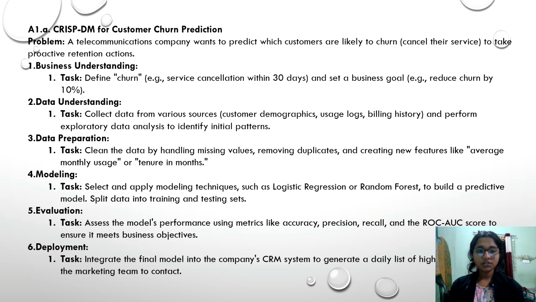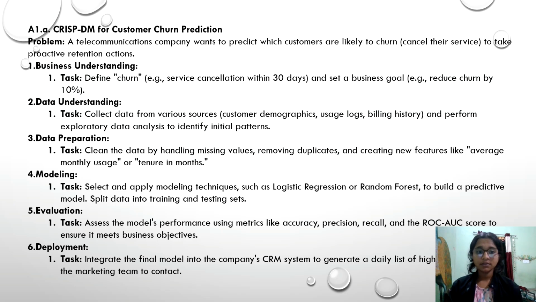A telecommunication company wants to predict which customers are likely to cancel their service to take proactive retention action. First, business understanding task. Define churn, for example service cancellation within 30 days, and set a business goal, for example reduce churn by 10%.